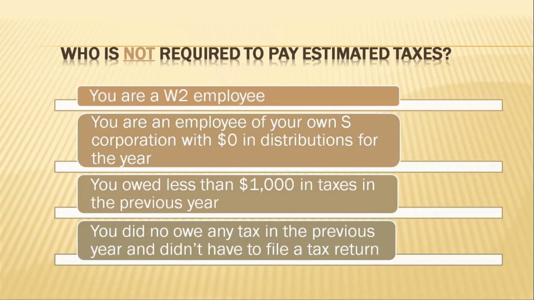Then also, if you are an employee of your own S corporation with zero in distributions for that year. So let's say you own an S corporation, and as an S corporation owner, you are required by law to pay yourself as an employee of your business, which means you are on payroll. Because you are on payroll, you are automatically withholding Social Security, withholding Medicaid, and withholding income tax, both state and federal, from your paycheck. So this means that you don't have to pay estimated taxes.